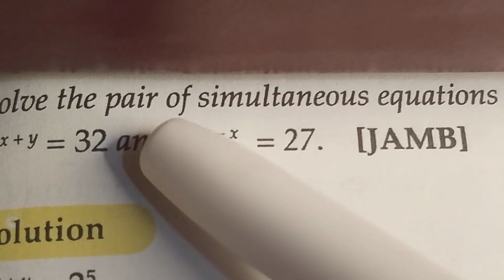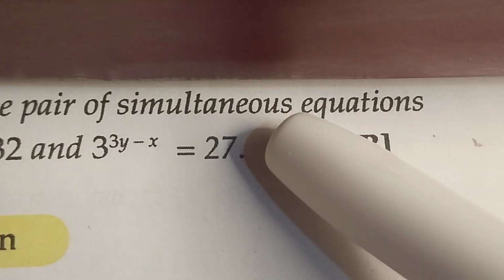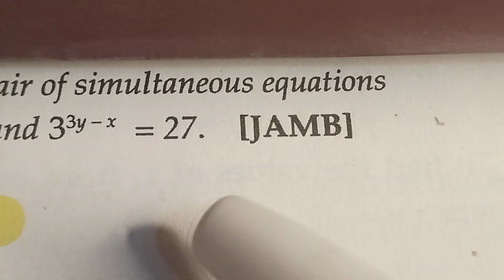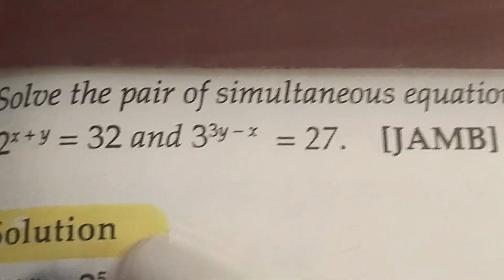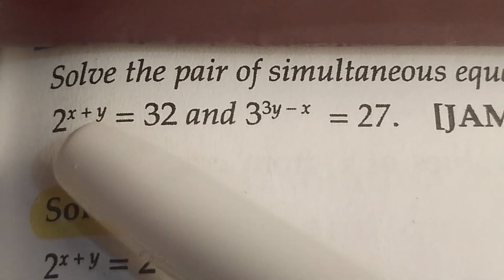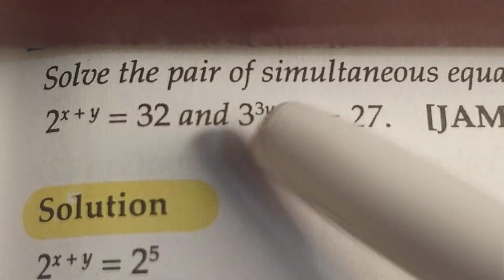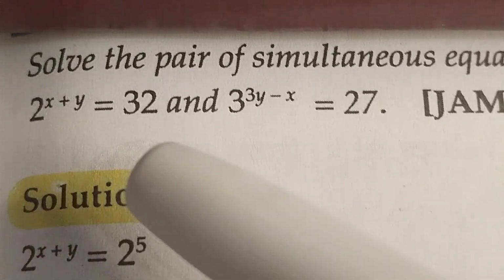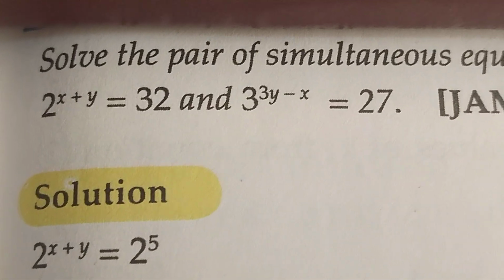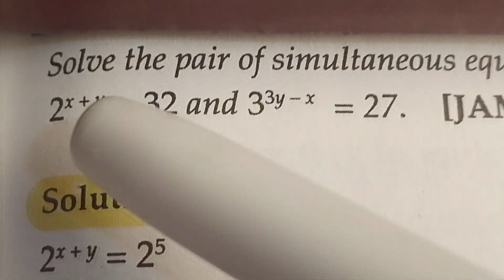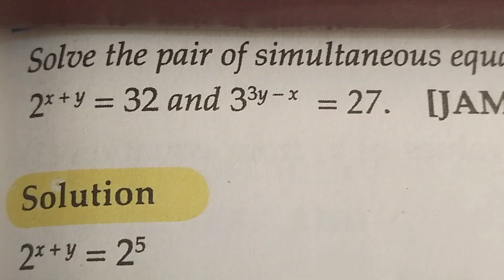Solve the pair of simultaneous equations. That means there are two. It's a Jamb question. Look at it here, Jamb. When we have this kind of values, you remember our logarithm, indices and all that. So, that is exponential.